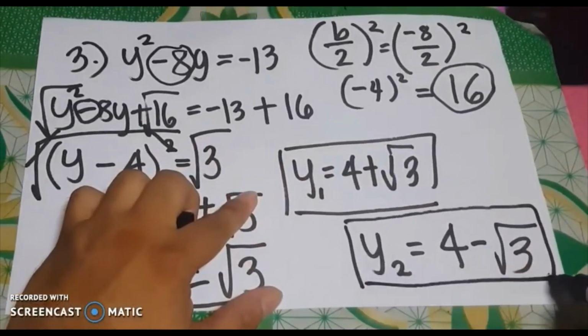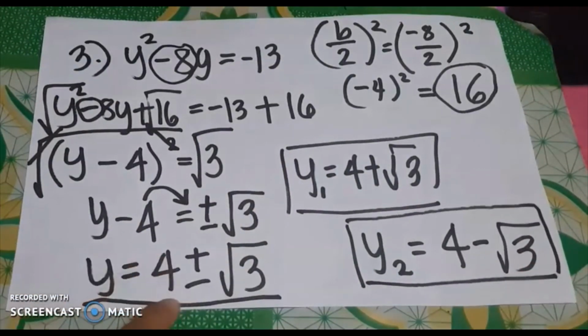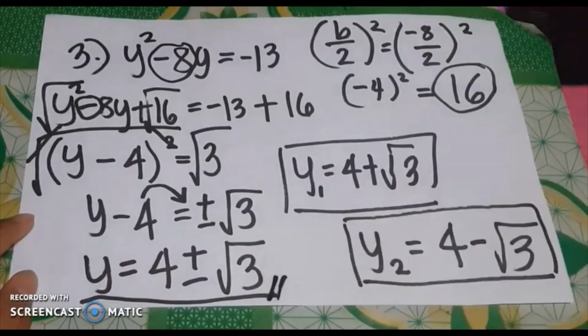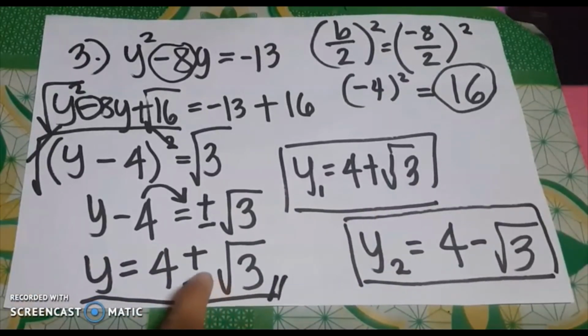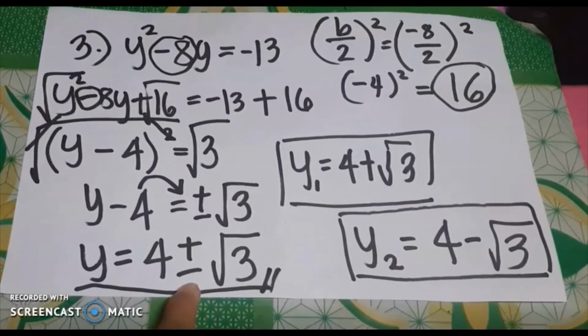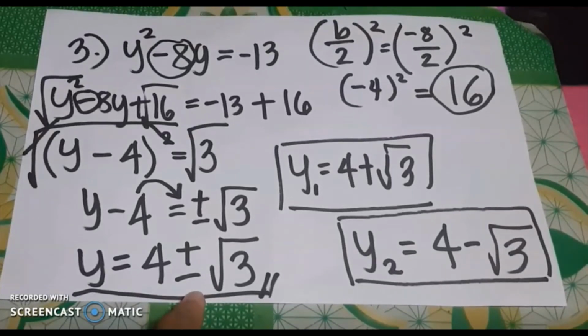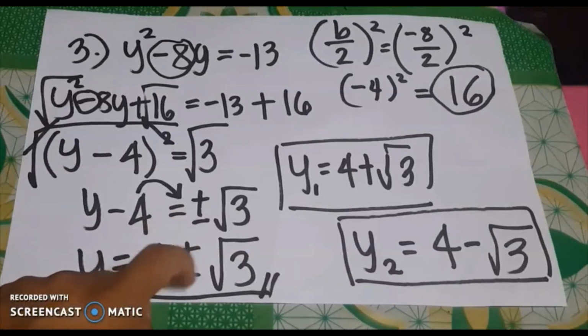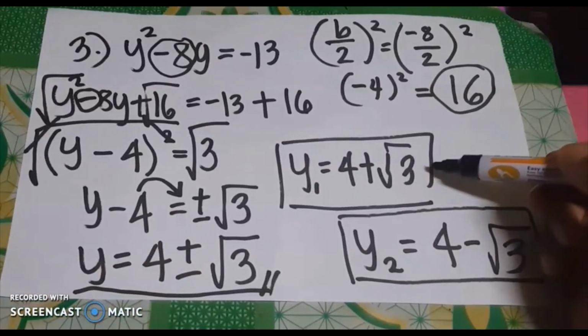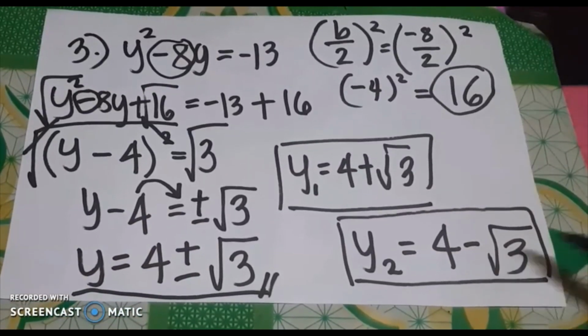But we are already accepting if your answer is like this. This is already enough when you answer a problem just like this. But if you want to be sure that you are getting two solutions of the given quadratic equation, you can separate the two, the plus or minus. So it will come up with just like this as 4 plus square root of 3 and 4 minus square root of 3. So that's how we answer problem number 3.